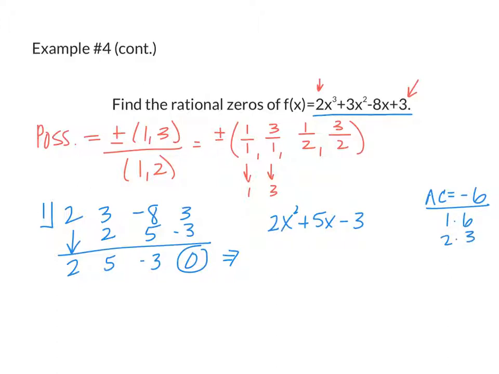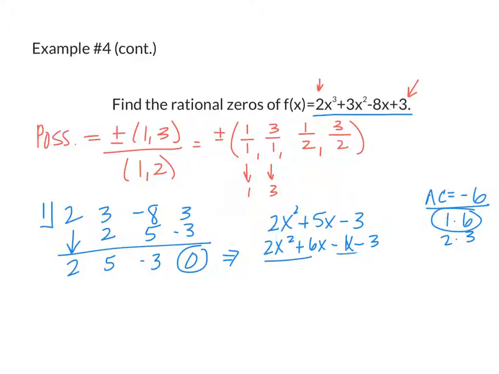And what will work is a positive 6 and a -1. Positive 6 and -1. So here we go: 2x squared plus 6x minus 1x minus 3.